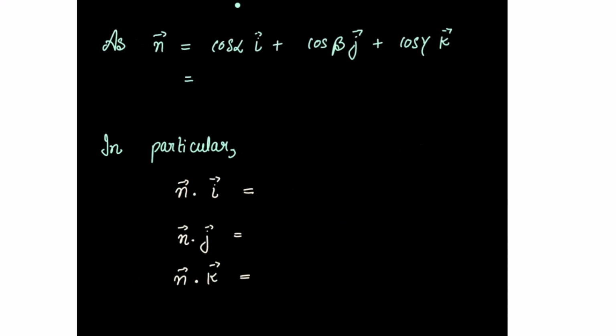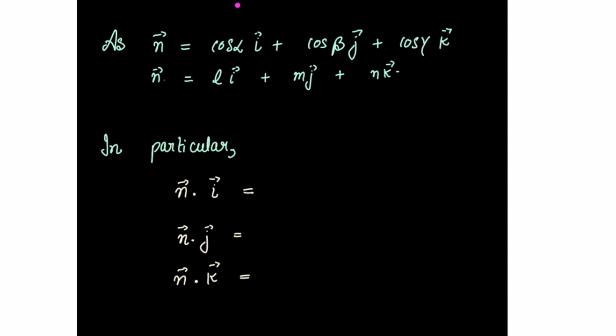Now n vector, that is the outward normal drawn to the surface S, is equal to cos alpha i vector plus cos beta j vector plus cos gamma k vector. And because of the direction cosines, I am writing l i vector, cos beta is m, so this is m j vector plus n k vector.